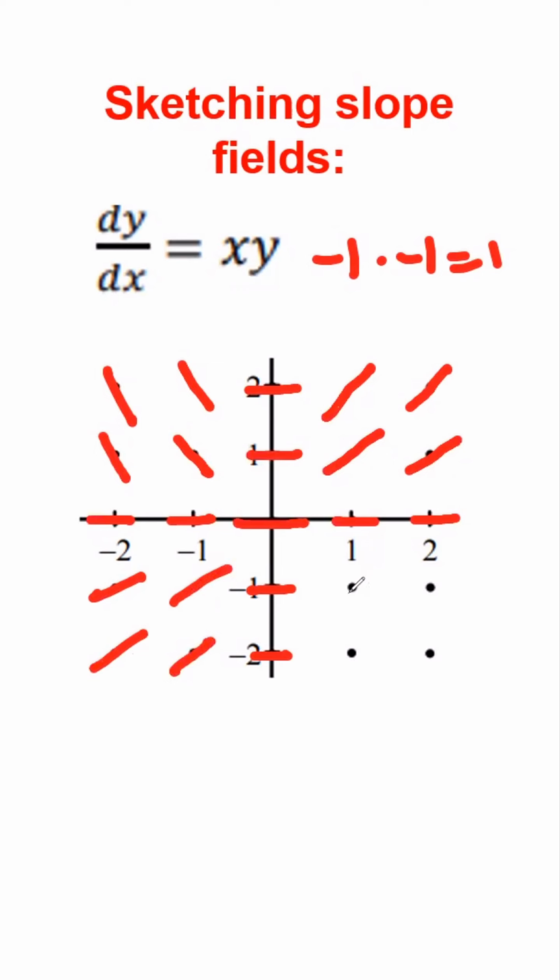Now here in the fourth quadrant, we see x is positive, y is negative. So when you multiply, you'll get a negative slope. So here also we'll get a negative slope like this. So this is how the slope field looks.